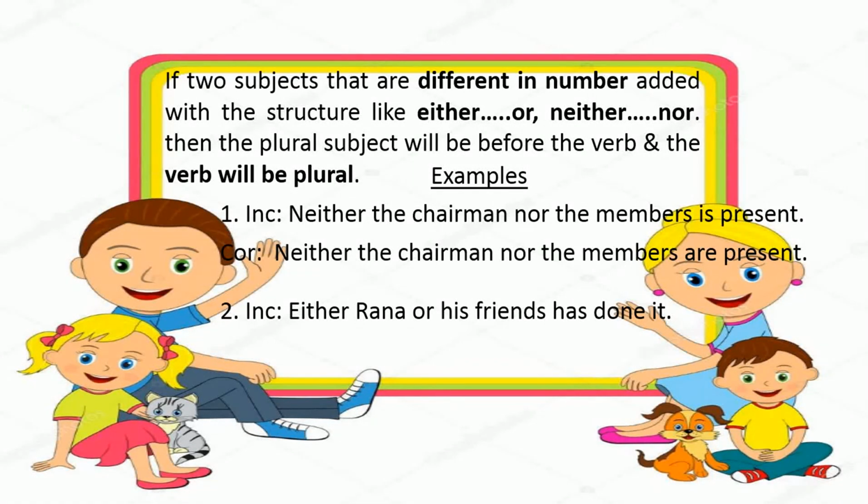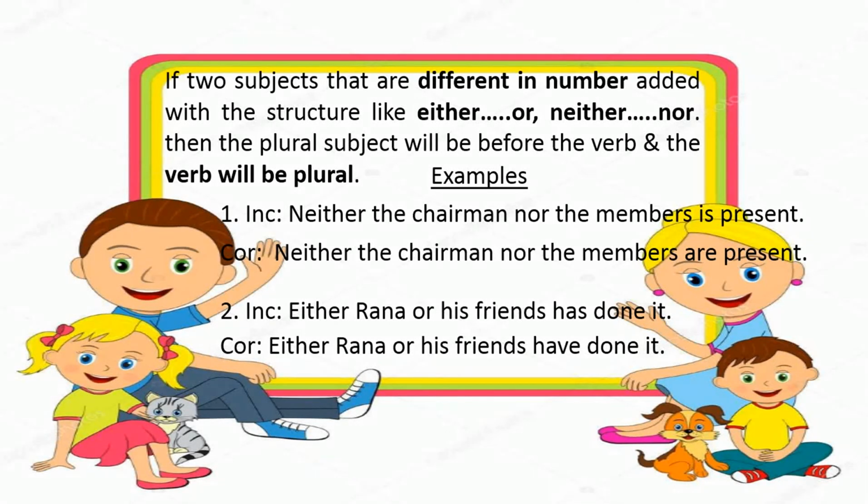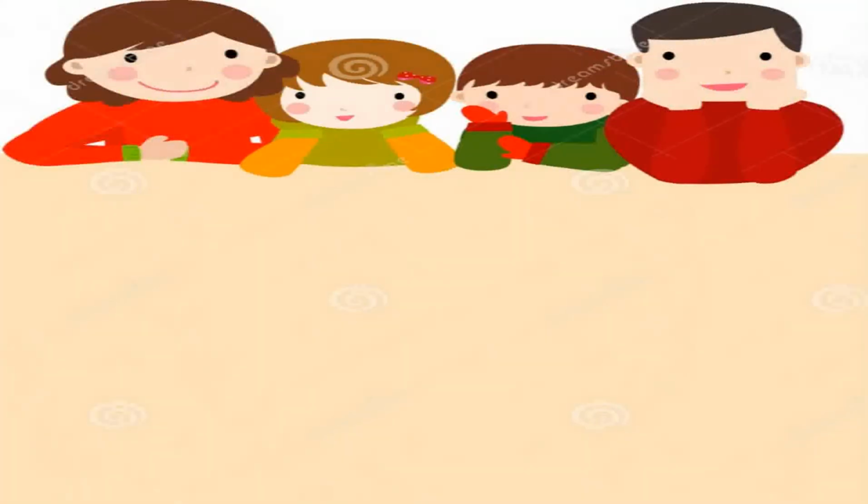So here there are two subjects in different numbers. The first subject is Rana, which is singular, and his friends is plural. So you have to write the plural verb. Either Rana or his friends have done it. So this is the exceptional rule. You have to remember the rule.